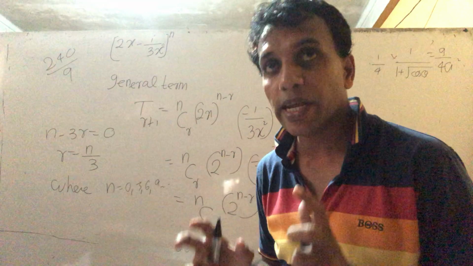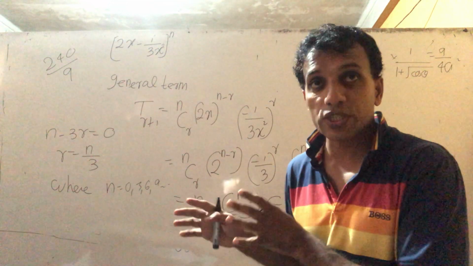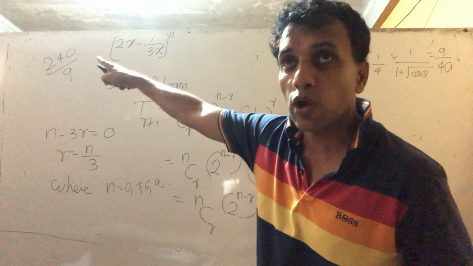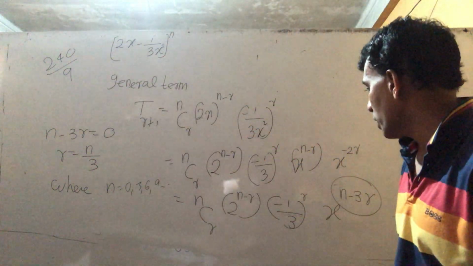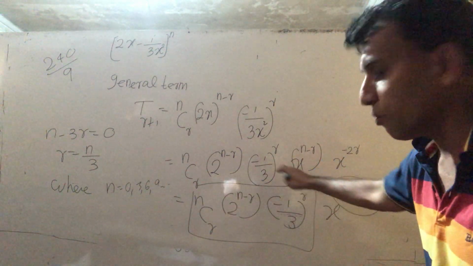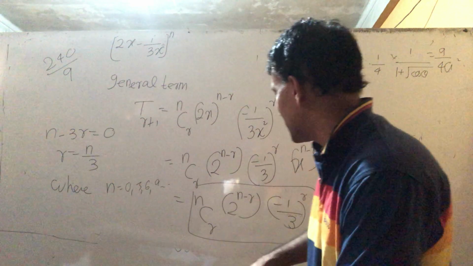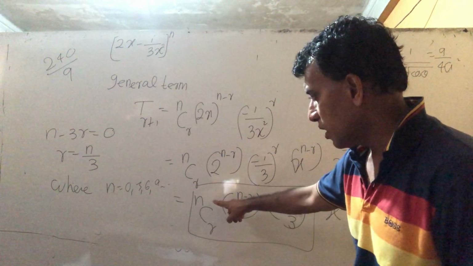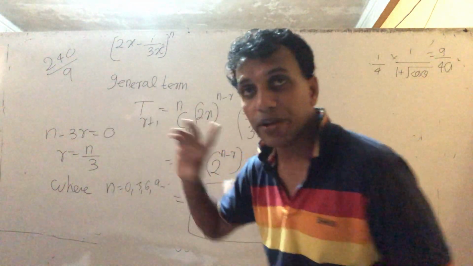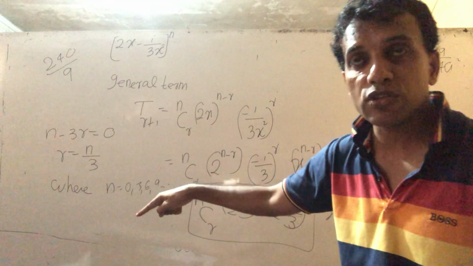For such a structured problem, we can't take a long time to apply knowledge. Use a quick technique. Now we find which term gives 240 over 9, the coefficient of that independent of x term. If n is 3, then r is 1. If n is 6, 6 divided by 3, r is 2.